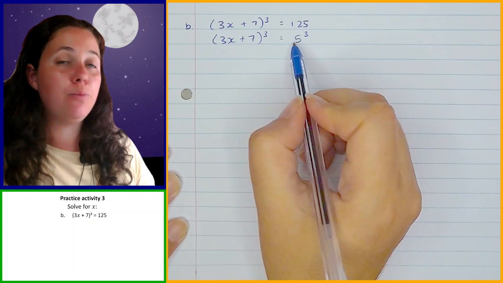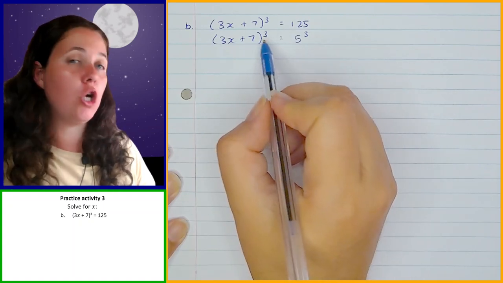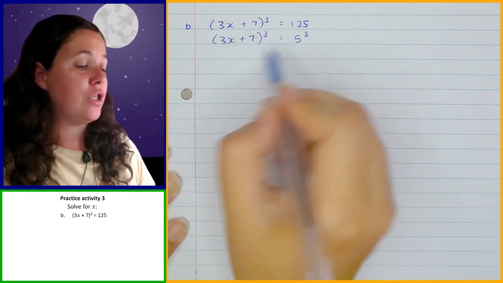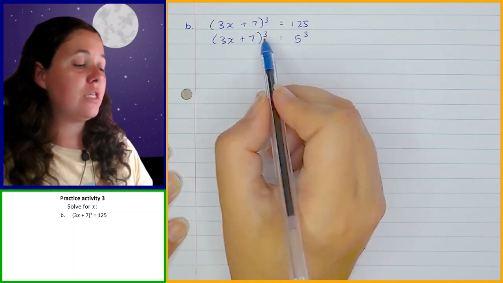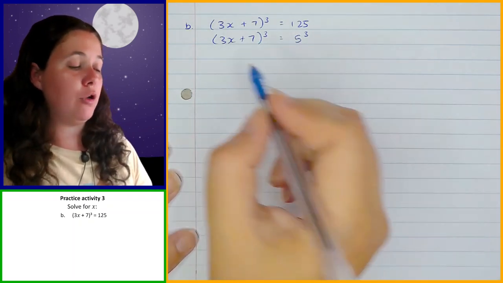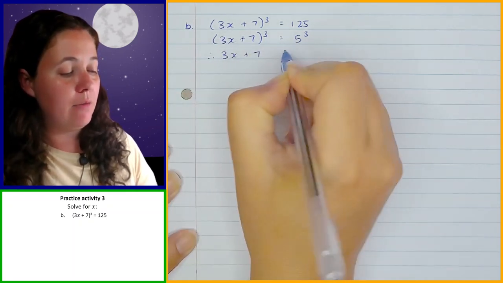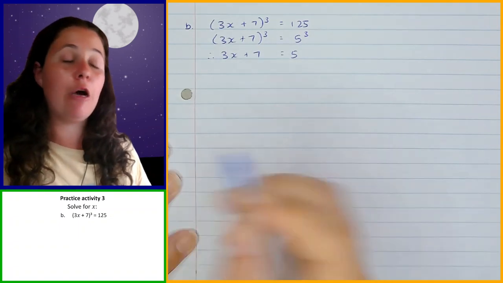Now, I don't need to put a plus or minus here because it's an odd exponent. I only put the plus or minus if it's an even exponent. So in this case, I don't need to do it. Now that I've got the same exponents, I can drop the exponents and make the bases equal to each other. So I can say, therefore, 3x plus 7 must be equal to 5. And now I can solve for x.